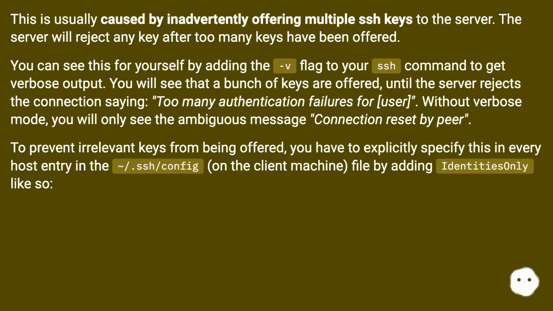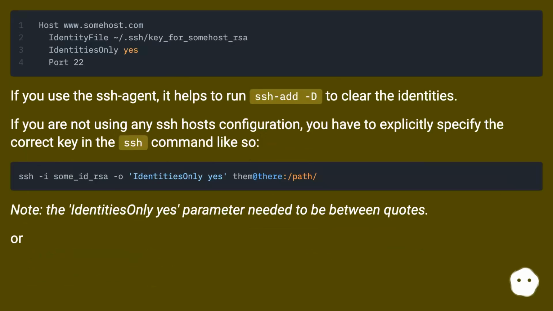To prevent irrelevant keys from being offered, you have to explicitly specify this in every host entry in the ~/.ssh/config file on the client machine, by adding IdentitiesOnly like so. If you use the SSH agent, it helps to run ssh-add -D to clear the identities. If you are not using any SSH hosts configuration, you have to explicitly specify the correct key in the SSH command like so. Note, the IdentitiesOnly=yes parameter needed to be between quotes.